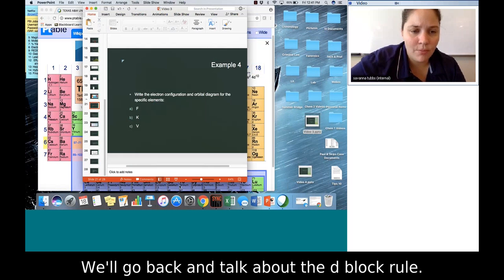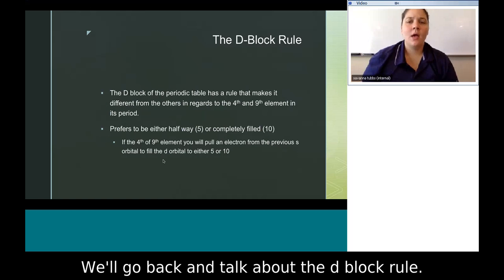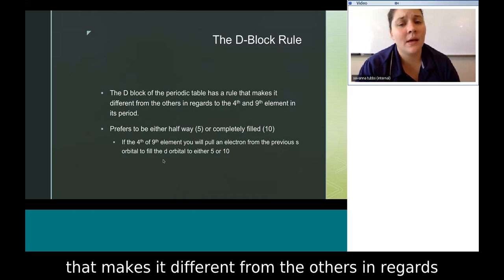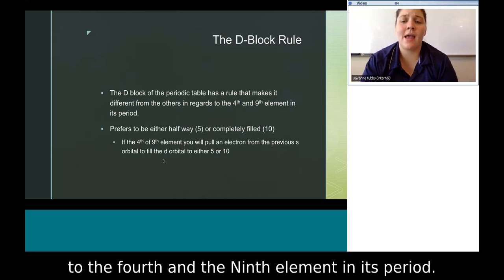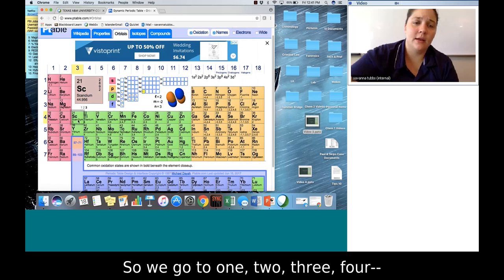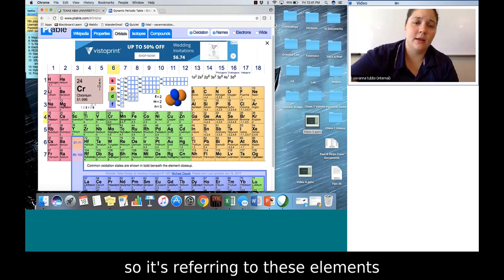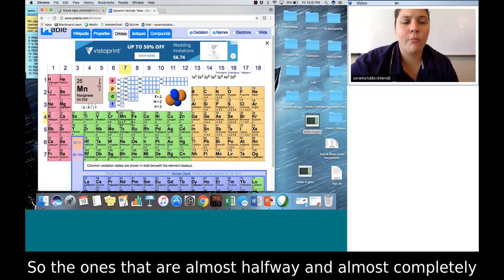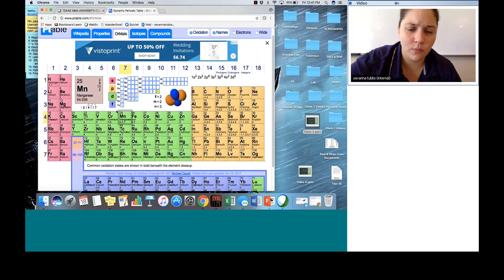All right, so we'll go back and talk about the D block rule. The D block of a periodic table has a rule that makes it different from the other in regards to the 4th and the 9th element in its period. So let me escape real quick and show you what I mean. So we go to 1, 2, 3, 4, so it's referring to these elements right here, and then to these right here, so the ones that are almost halfway and almost completely full.